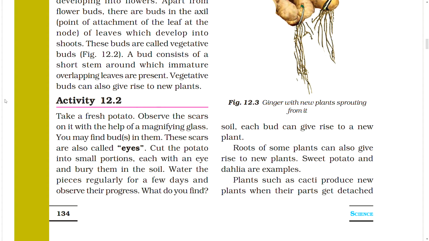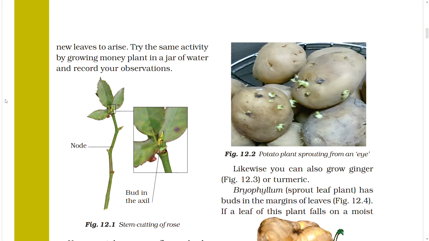Activity 12.2. Take a fresh potato. Observe the scars on it with the help of a magnifying glass. You may find buds in them. These scars are also called eyes. Cut the potato into small portions, each with an eye, and bury them in the soil. Water the pieces regularly for a few days and observe their progress. What do you find? Figure. Potato plant sprouting from an eye. Likewise, you can also grow ginger or turmeric.